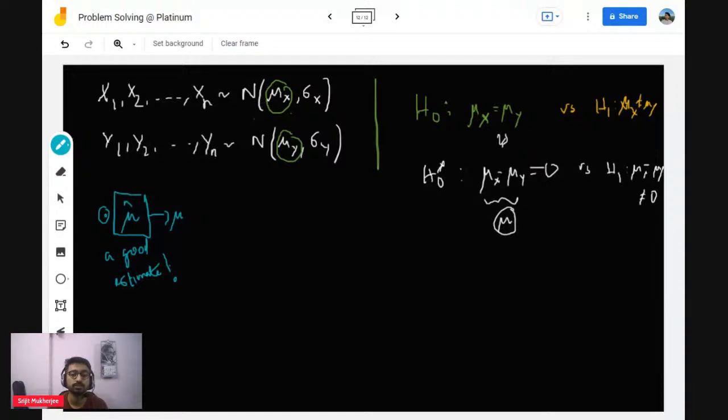So how do you find a good estimate of that? That's the question. Any ideas, how do you find a good estimate? What is a good estimate? What do you think, intuitively? Sample mean of x minus sample mean of y.